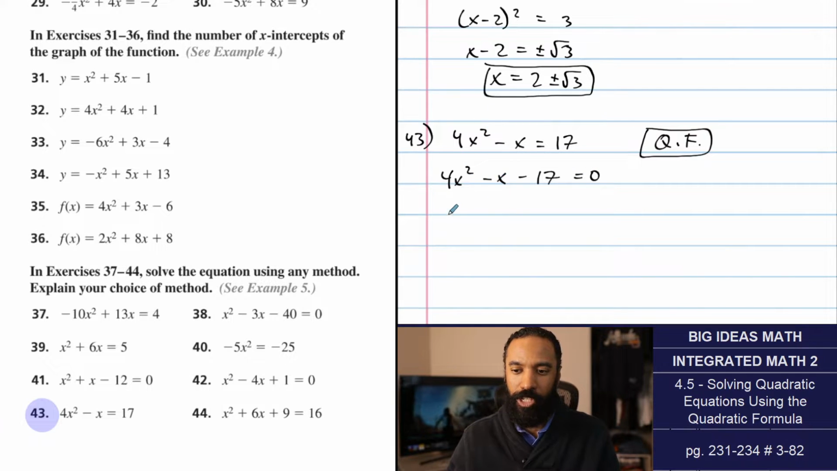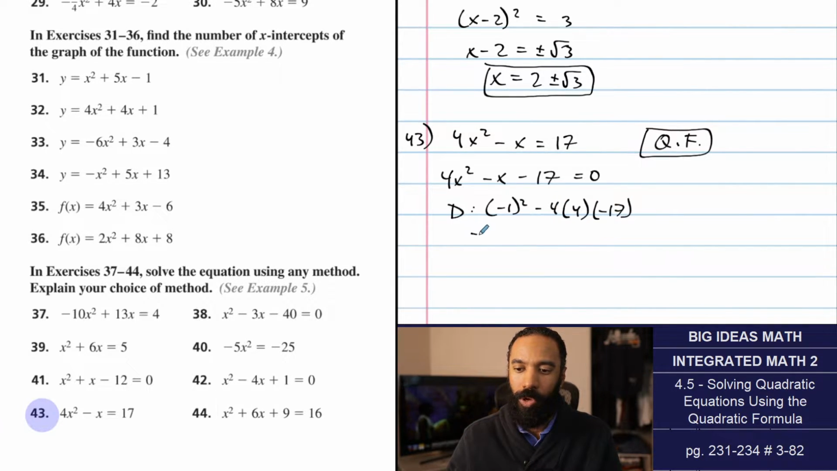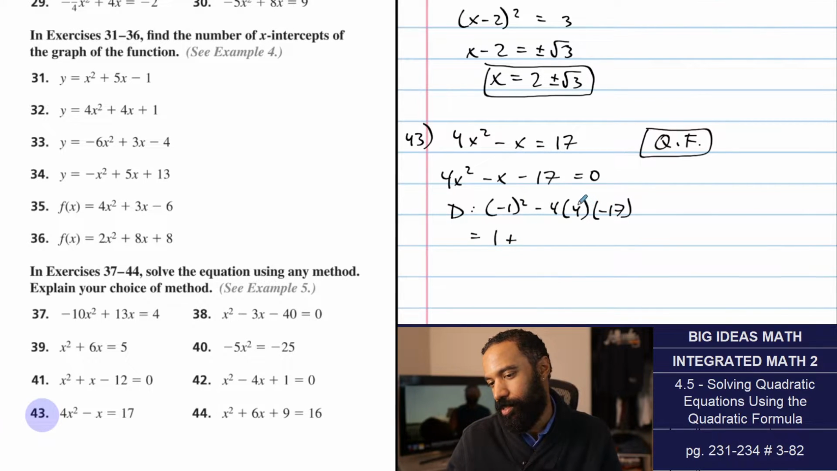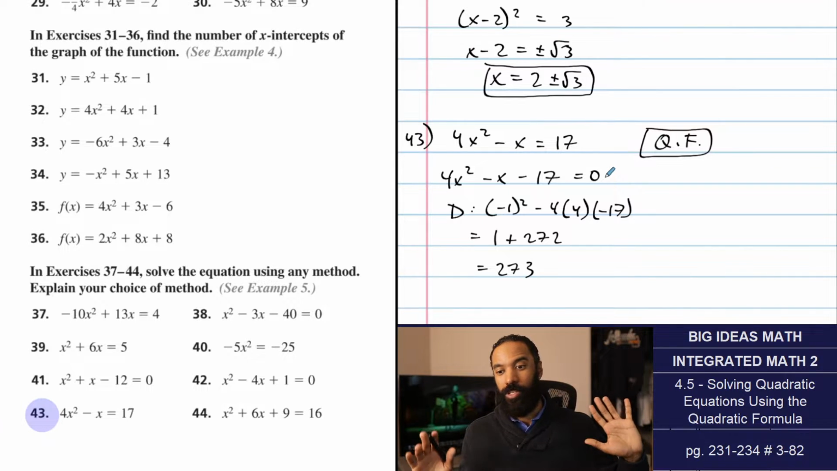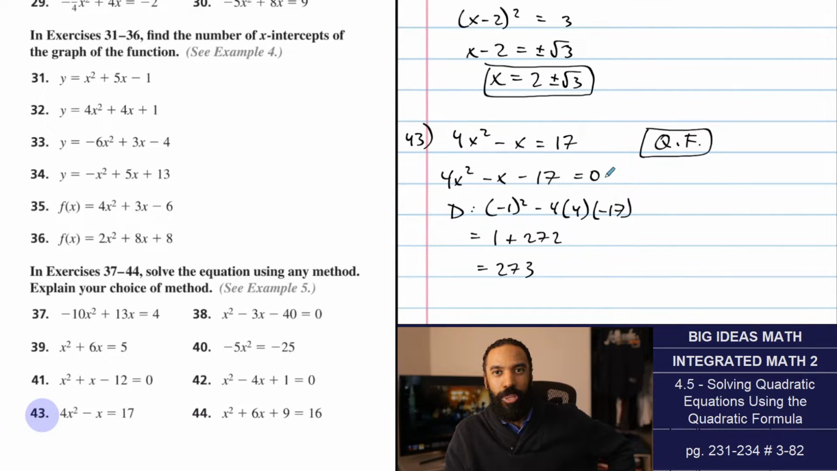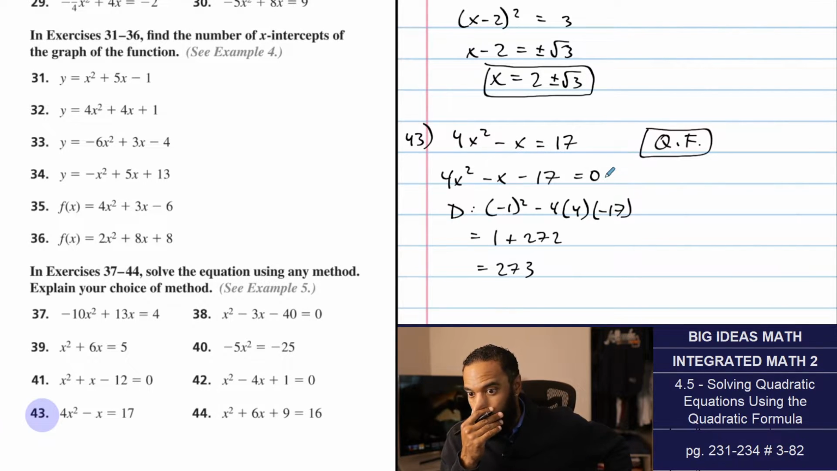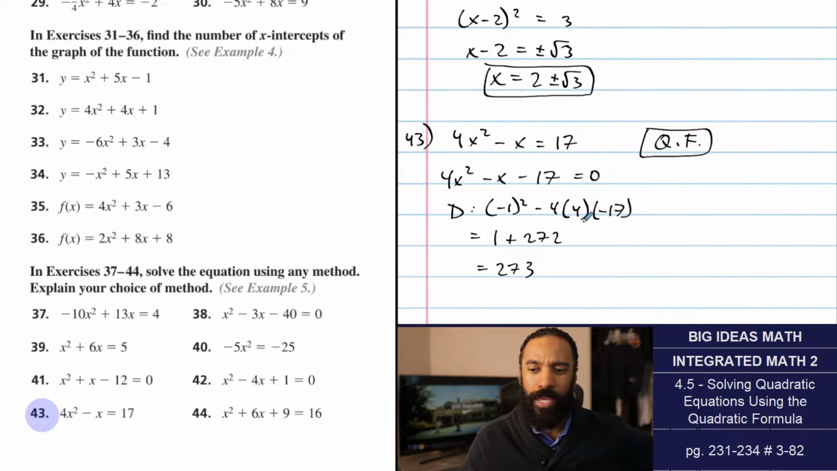A 4x squared, all that jazz. Let's begin with that discriminant where we get b squared minus 4ac, which is 1 plus 16 times 17 is 272, which equals 273. I have no reason. Oh, you can divide that by 3, but 3 is not a perfect square. I was saying this might be prime. 3 and 91. So 91 is prime. So we got nothing.